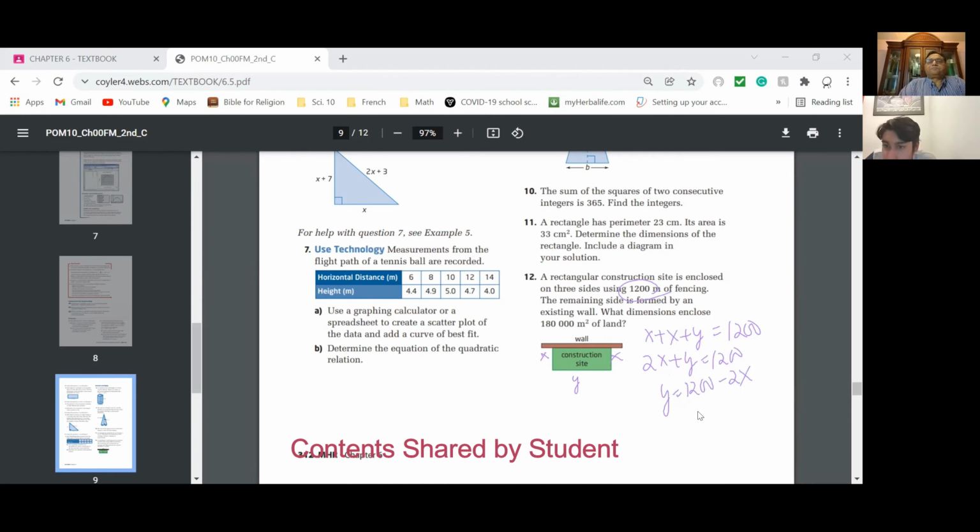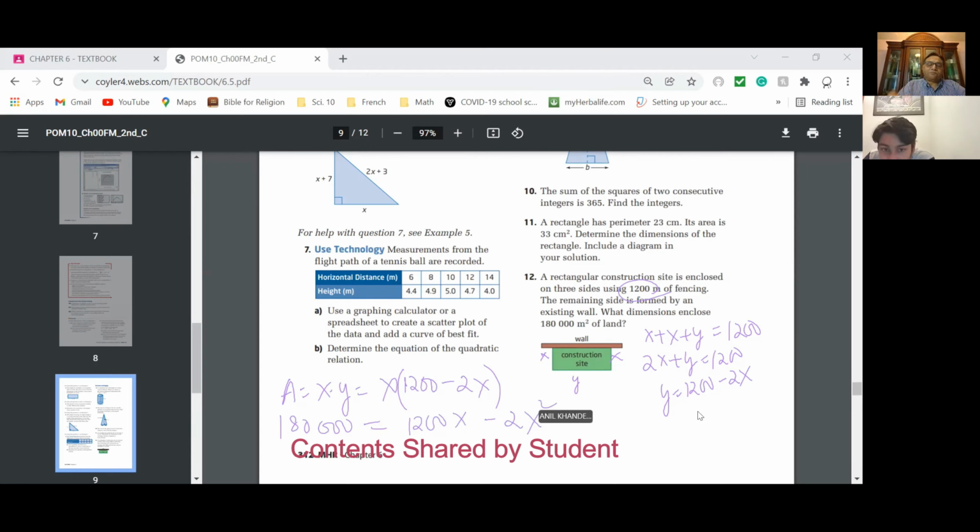What is the area? Area is length into width, x into y, right? Substitute y as 1200 minus 2x. So we have a quadratic equation. What dimensions enclose this much area? Means equated to 180,000. 180,000 equals, open this bracket, 1200x minus 2x squared. Is it okay?